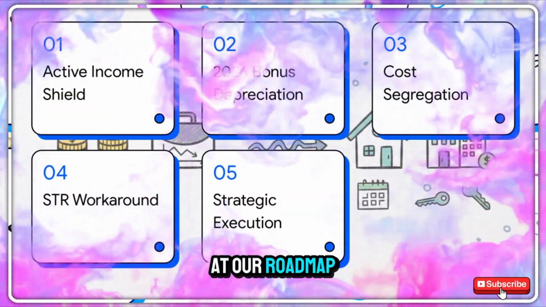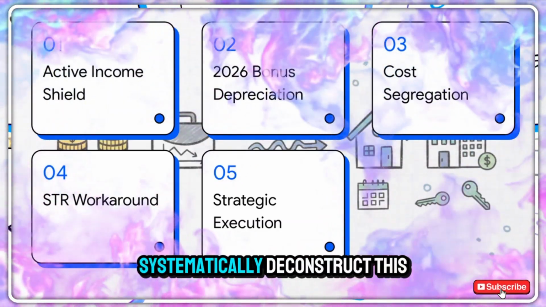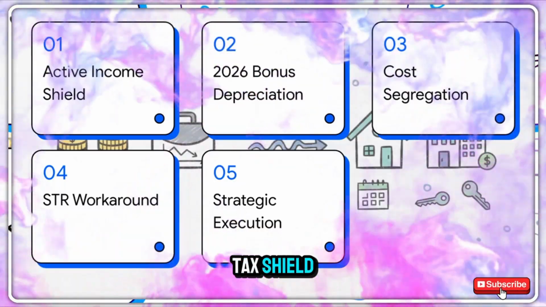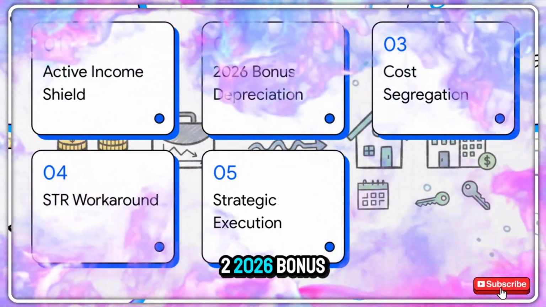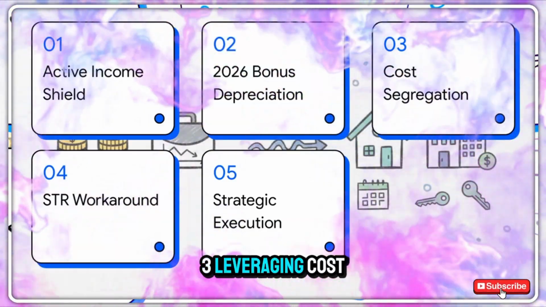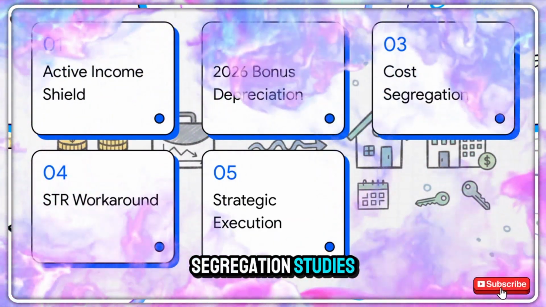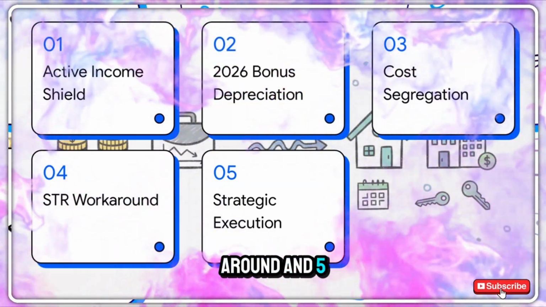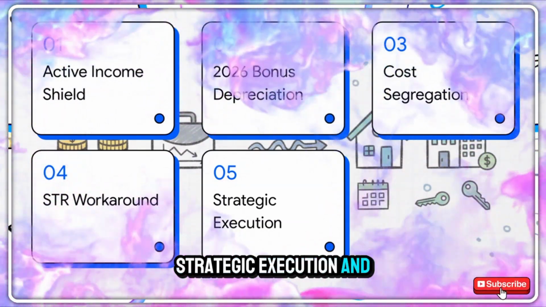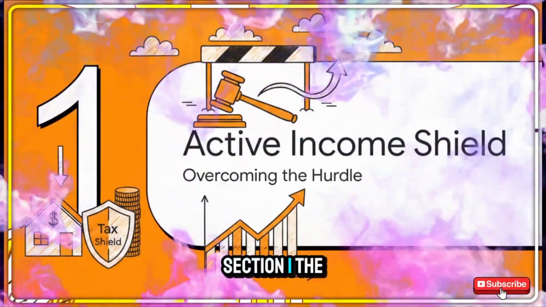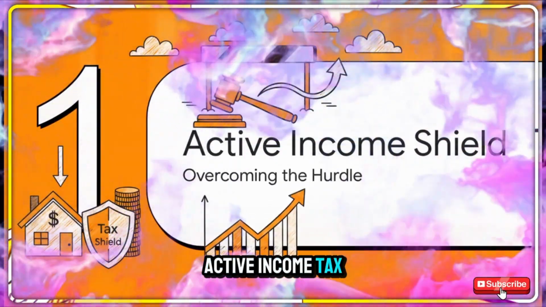Okay, let's look at our roadmap. We're going to systematically deconstruct this by looking at 1. The active income tax shield. 2. 2026 bonus depreciation rules. 3. Leveraging cost segregation studies. 4. The short-term rental workaround. And 5. Strategic execution and compliance. Let's dive in. Section 1. The active income tax shield.